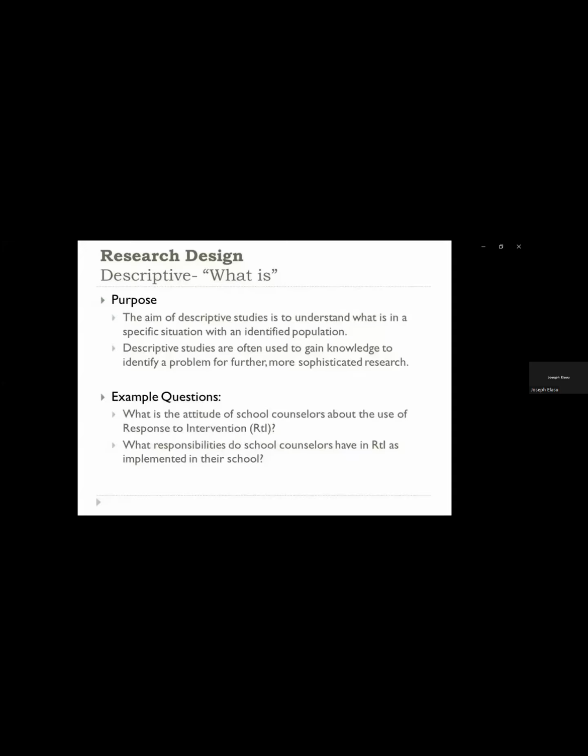Another descriptive study may be: what responsibilities do school counselors even have in RTI as it's implemented in their school? So just in general, I want to know what school counselors are doing to help implement RTI in the school. I would do a descriptive study.